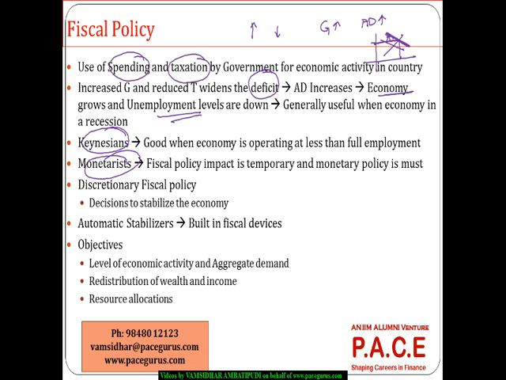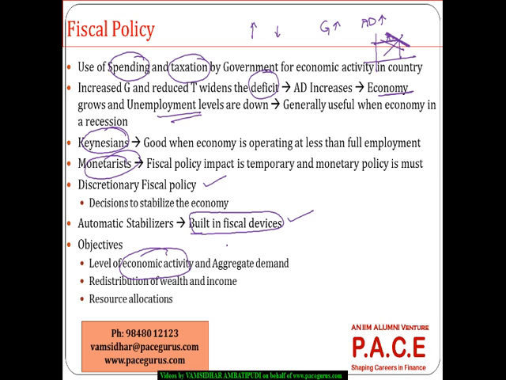And when we are talking about fiscal policy, there are two ways in which we can look at it. One, there are automatic stabilizers, which are built-in fiscal devices which are automatically updated. Whereas discretionary policy is purely the decisions that are taken by the government to stabilize the economy.